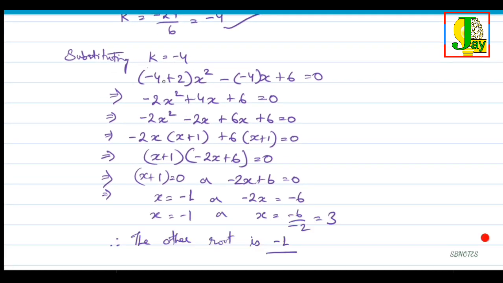Putting the value of k equals minus 4 in the equation, we get minus 4x and plus 6. Finally you get the general form of the quadratic equation, which on splitting the middle term gives minus 2x plus 6x is plus 4x, and minus 2 into plus 6 is minus 12. After solving you get x equals minus 1 and x equals 3. The other root of the equation is minus 1. So that's how we find the other root of the equation.